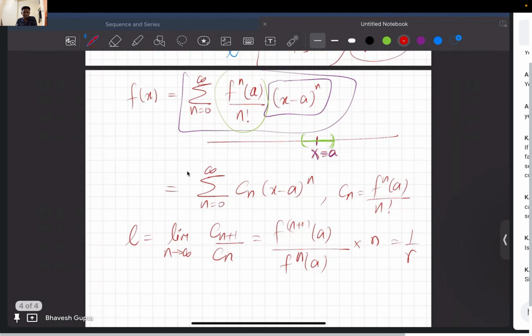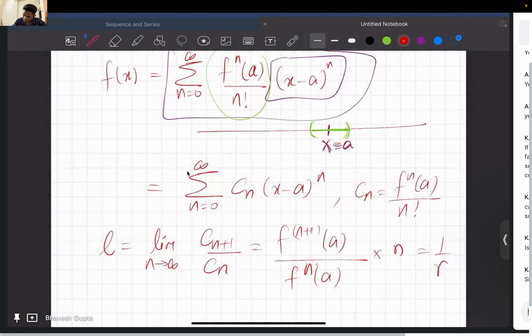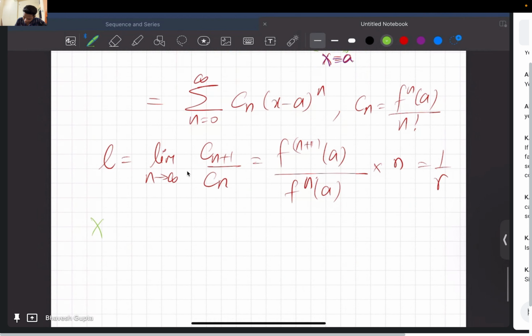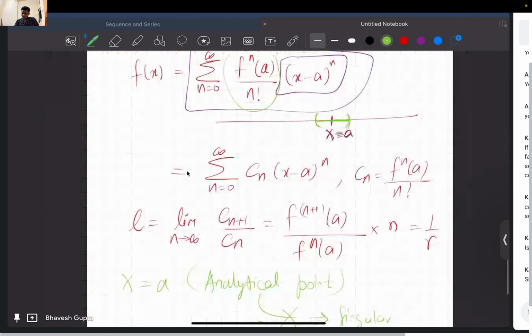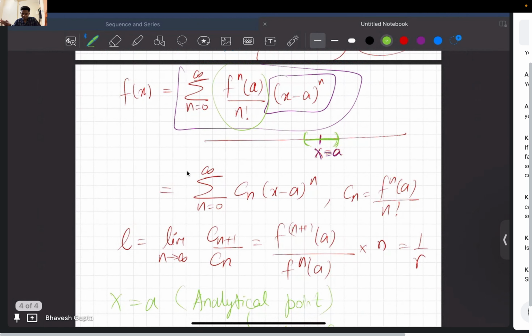So you can see it depends on the function, right? The convergence depends on the function. One thing I would like to tell you is that if my x equal to a turns out to be an analytical point, do you understand the analytical point? Analytical means just not singular, the opposite of singular. So if my x equal to a is not a singular point, then definitely this will be convergent for sure. I'm just giving you a direct answer.